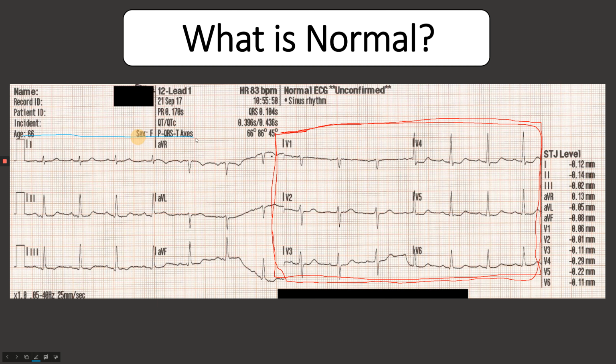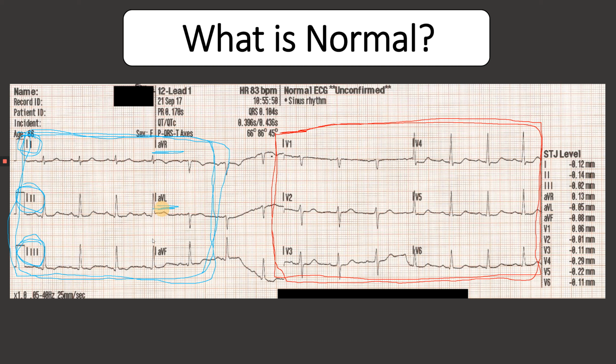While leads 1, 2, 3, AVR, AVL, AVF are your limb leads. Lead 1 is your right arm and left arm. Lead 2 is made from your left arm and left leg. I'm sorry, lead 2 is your right arm, left leg. Lead 3 is left arm, left leg.